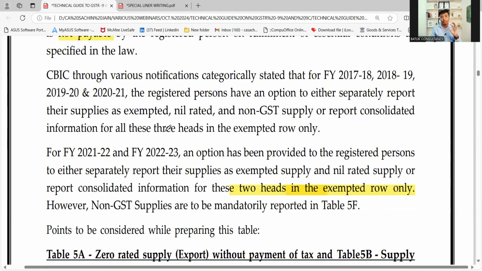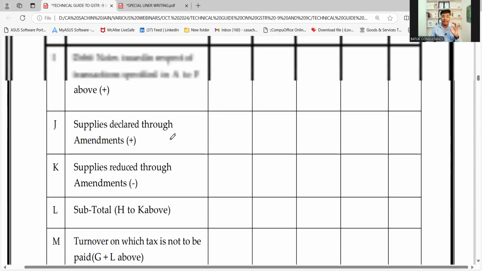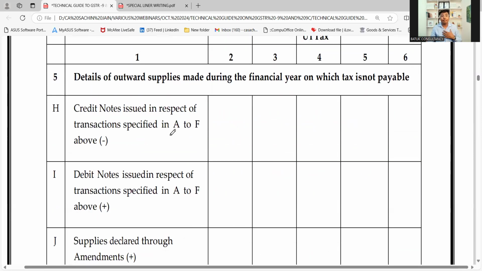Now, one more point we need to keep in our mind: when I am making the exempted, nil rated, non-GST supply, there may be chances that I have issued the credit or debit note related to that particular supply. It may happen that the sale of petrol I have made is, suppose, 1 crore, but there is a sales return of 80 lakh rupees. In such a situation, the credit note will be 80 lakh rupees that is related to my non-GST supply.